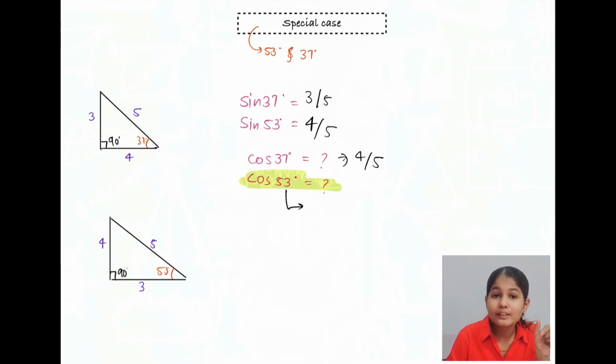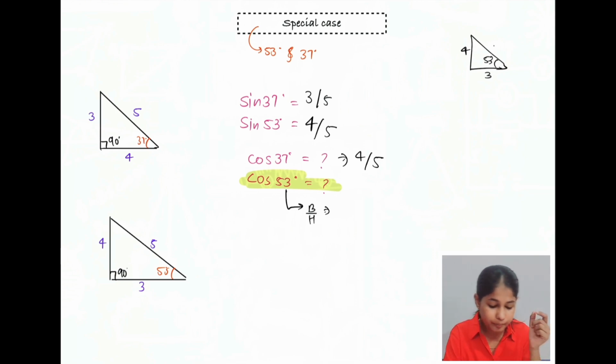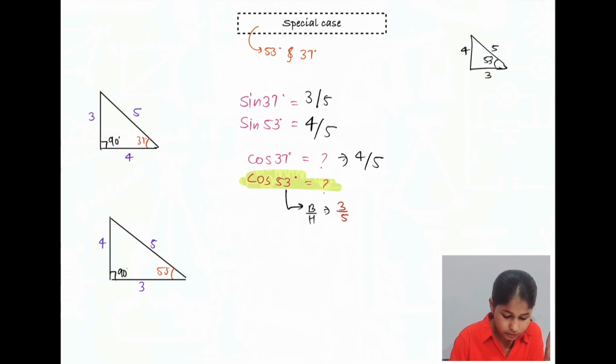So cos means B upon H. Now cos 53 degree. Here, as it is 53 degree, it will get the bigger number into its hypotenuse. Its base will be 3, and its hypotenuse will become 5, so you will simply get the answer 3 by 5.